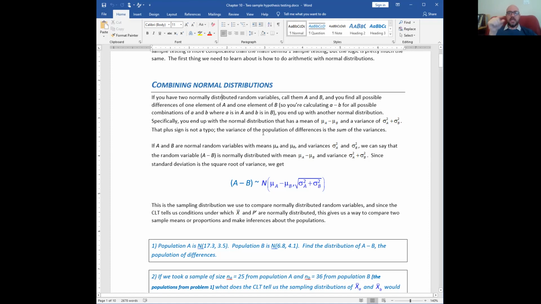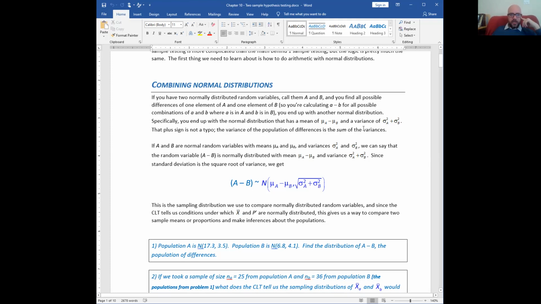And when you do that, the thing that you get is another normal distribution. In other words, the set of all possible differences of elements in A minus elements in B, if A and B are both normally distributed, is itself normally distributed. I'll let you think about why that's the case. I'll sketch a picture and we'll talk about it a little bit, but I'm not going to mathematically justify it.